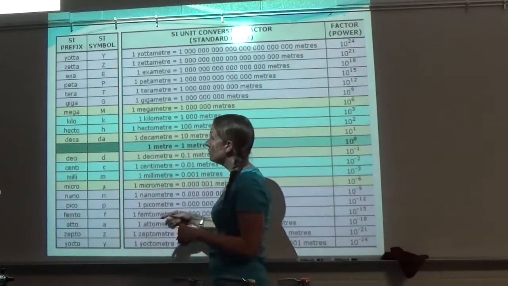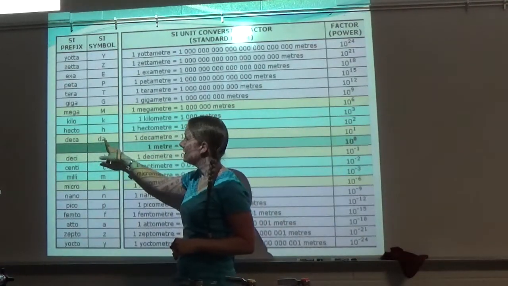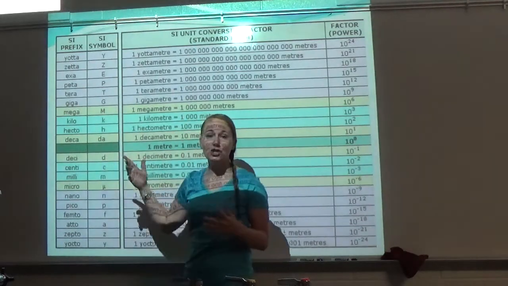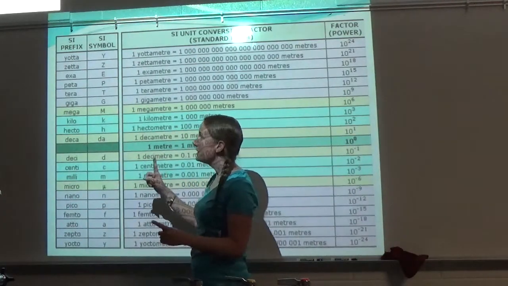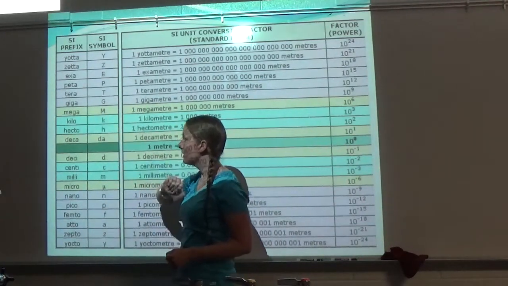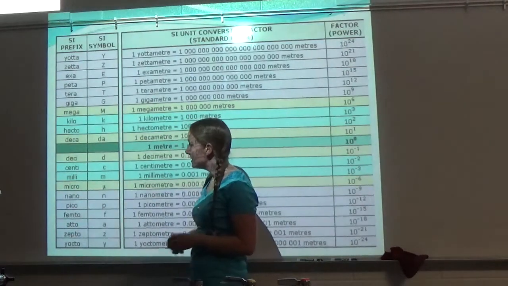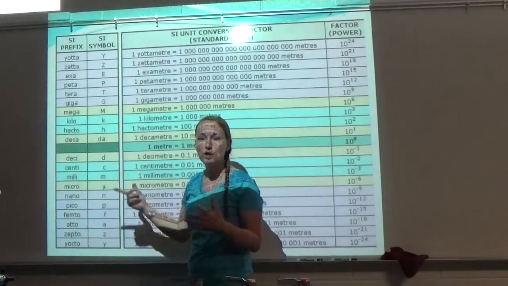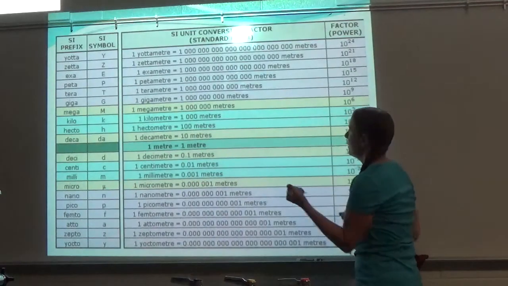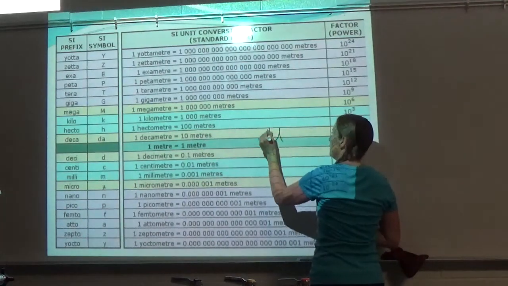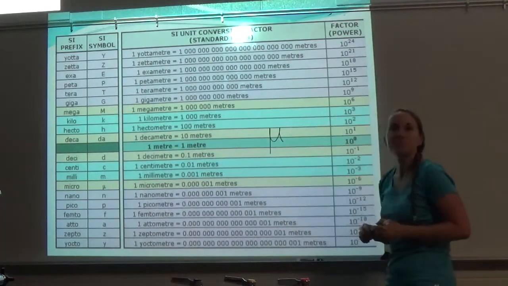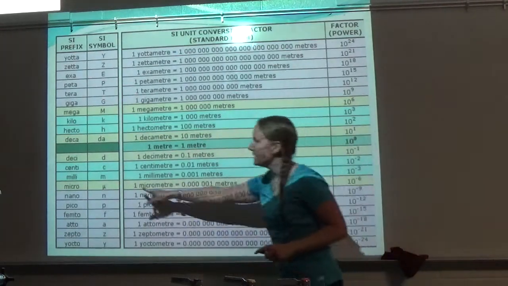One thing to note too is deca is da, deci is just d. Okay, other things to note is mega is a capital M, milli is a lowercase m, and micro, like I said, is a mu. It looks like this, because I know it might be hard to see. It's like you make a U, but it has a tail in the front. That's all a mu is, and that stands for micro.